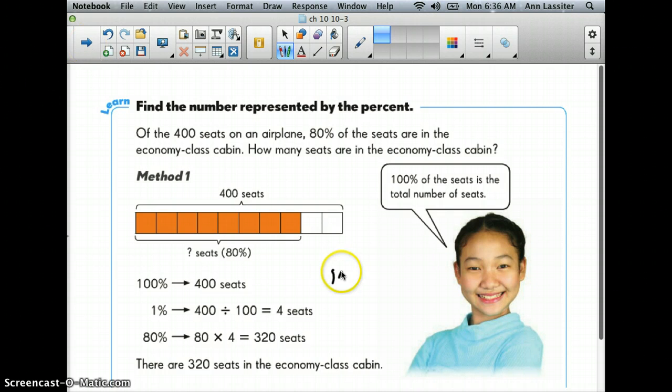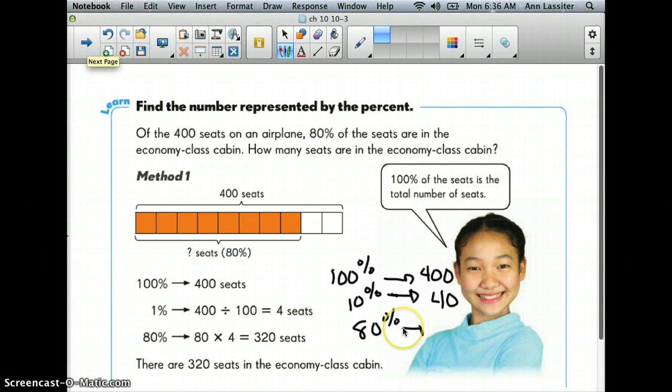So if 100% is 400, I think then you would say 10% is 40, because you take 400 and divide it by 10. So then 80% would be 8 times 40, which equals 320. I think that's what the picture shows.